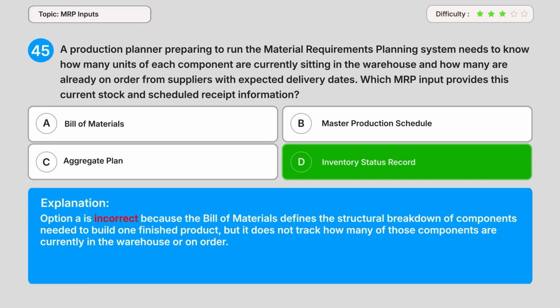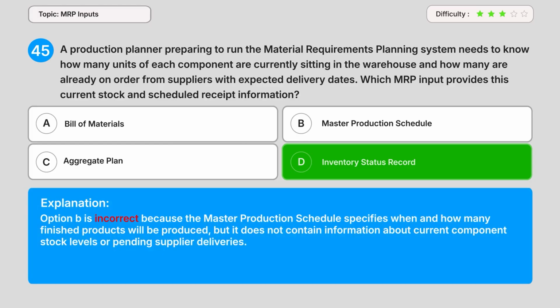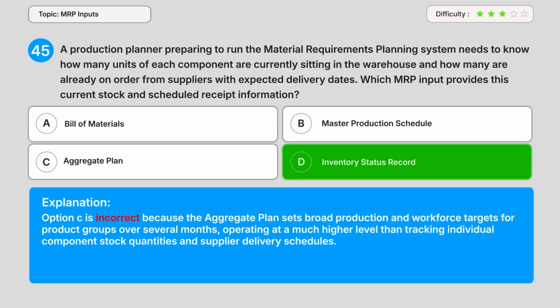Option A is incorrect because the bill of materials defines the structural breakdown of components needed to build one finished product, but it does not track how many of those components are currently in the warehouse or on order. Option B is incorrect because the master production schedule specifies when and how many finished products will be produced, but it does not contain information about current component stock levels or pending supplier deliveries. Option C is incorrect because the aggregate plan sets broad production and workforce targets for product groups over several months, operating at a much higher level than tracking individual component stock quantities and supplier delivery schedules.